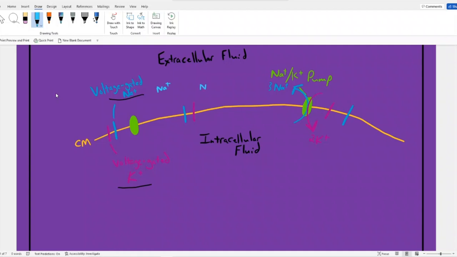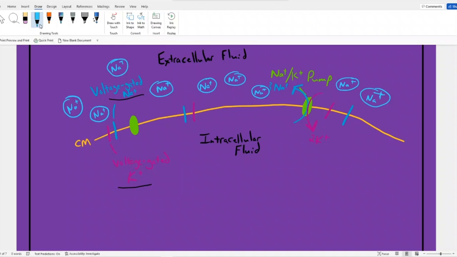I'll throw some sodiums out here. 1, 2, 3, 4, 5, 6, 7, 8, let's just say 9. I like to circle them to double check my count. 9 sodiums outside, 2/3 that many potassiums inside, so I guess that would be 6 potassiums on the inside. 1, 2, 3, 4, 5, 6.